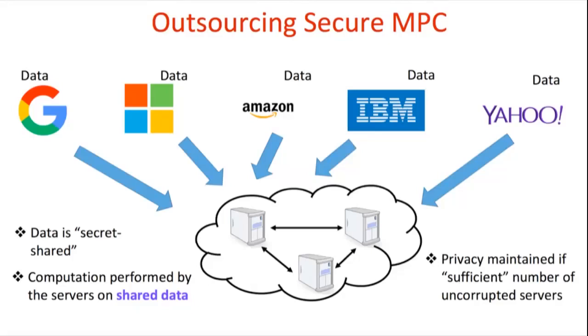If the threshold of secret sharing is set to t equal to 1, then even if one of the cloud service providers gets corrupt and colludes with any of these tech giants, the privacy of the individual data is preserved, because the individual data is secret shared with threshold t equal to 1. So that takes care of the privacy of the data. Each tech giant has secret shared their individual data among these three cloud service providers.